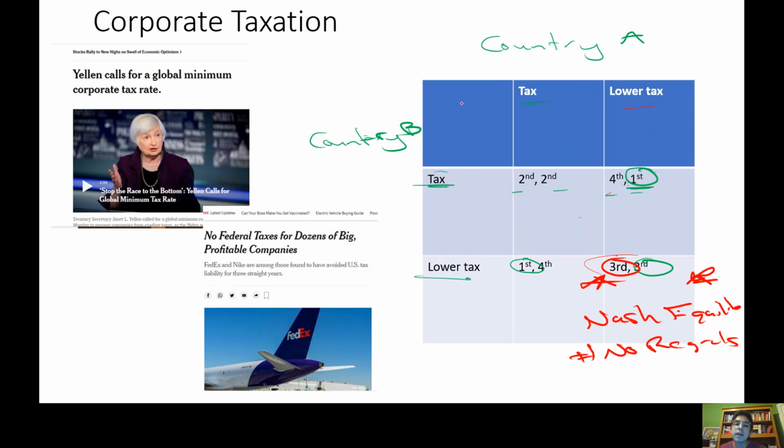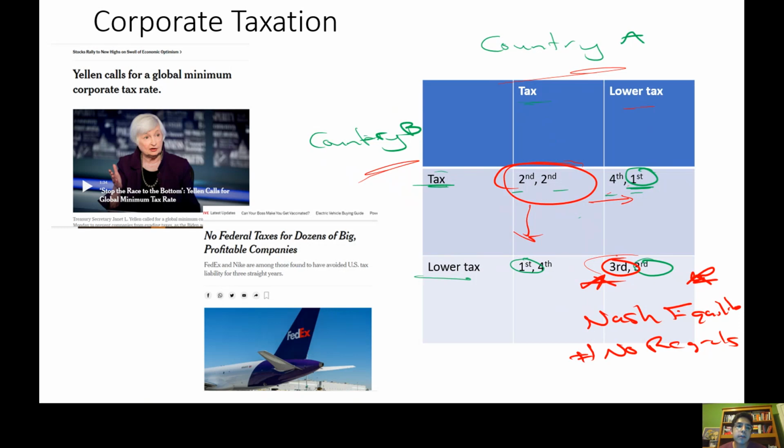And then we can imagine if there were obviously close to 200 countries in the world trying to attract more businesses to incorporate in their countries. This would be a very unstable outcome, right? There would always be this incentive to deviate from one player to the next to try to get more and more businesses to incorporate in their country.